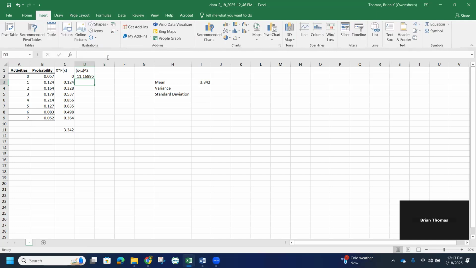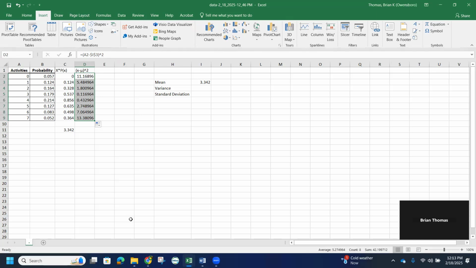Now if I hit enter, so that now does my x minus mu squared. So notice how I have a2 minus this mean, which is an I3, and then I square that. Now, I should just click and drag here, and that's going to be doing all those for us.